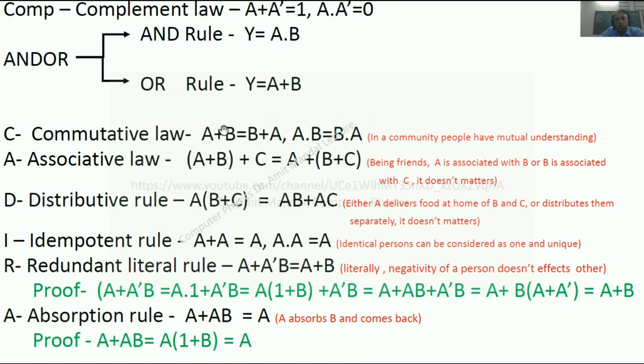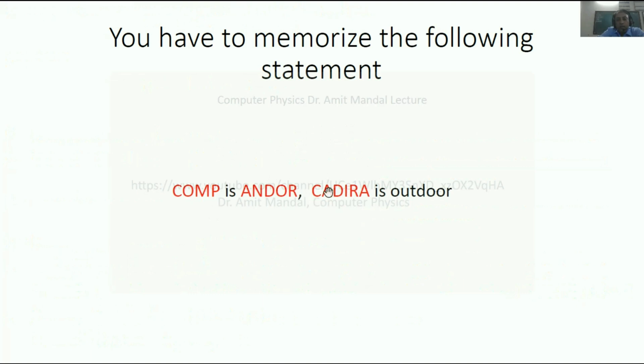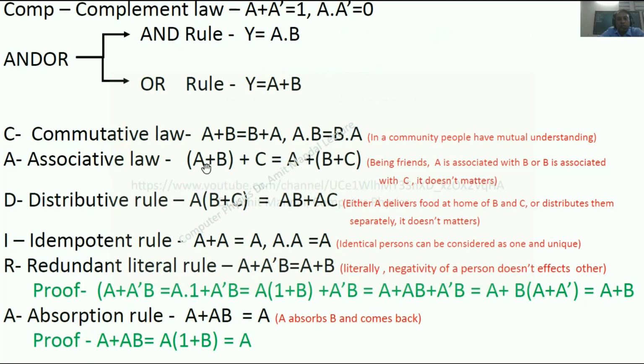This is the case of commutative law for OR gate, and this is the case of commutative law for AND gate. Now, associative law, we will take. Associative law says that if there are three variables, A, B and C, and we are adding them, either you add A plus B first and then add to C, or add B plus C and then add it to A, it makes no difference.